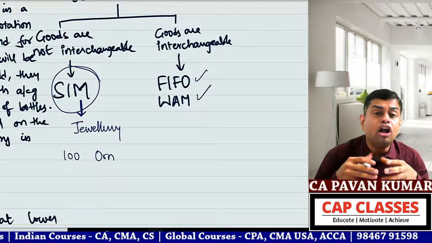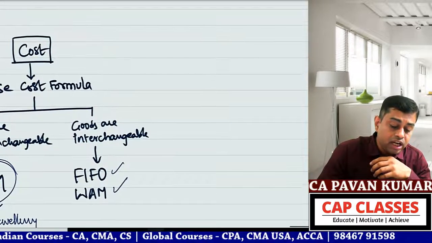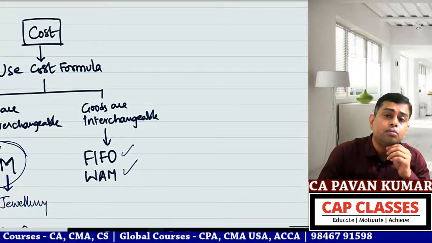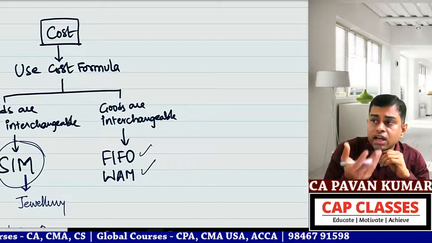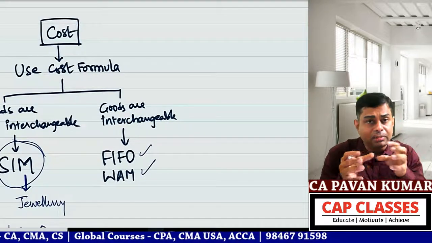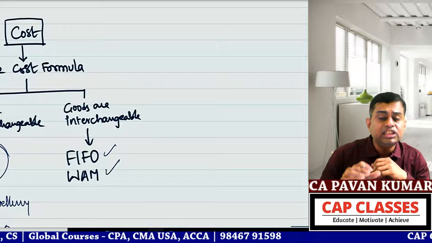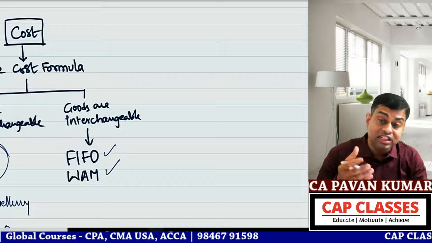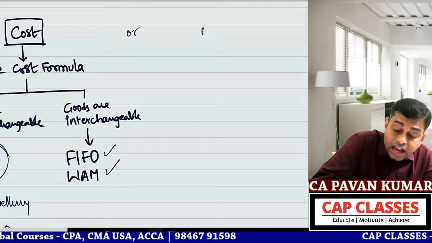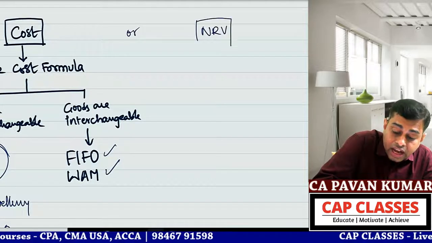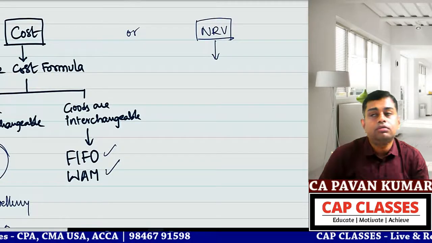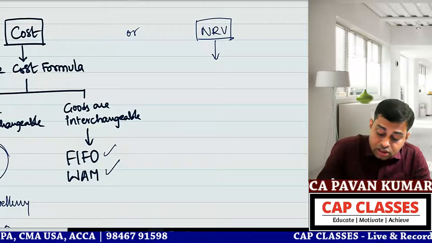You understand? This is called cost. So how do you determine cost? Using cost formula. If the products are not interchangeable, you can identify each separate item, then use specific identification method. When goods are interchangeable, then you can use FIFO or weighted average method. This is cost, or NRV, whichever is lower. So NRV box, arrow marked down.